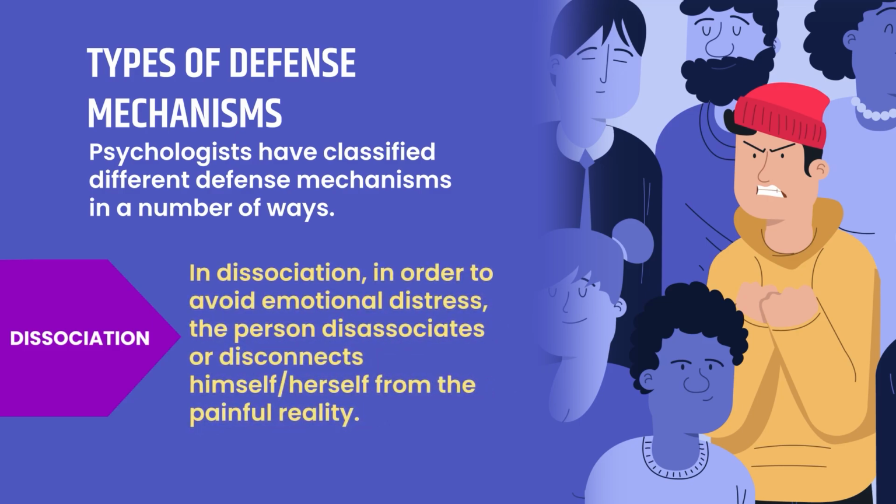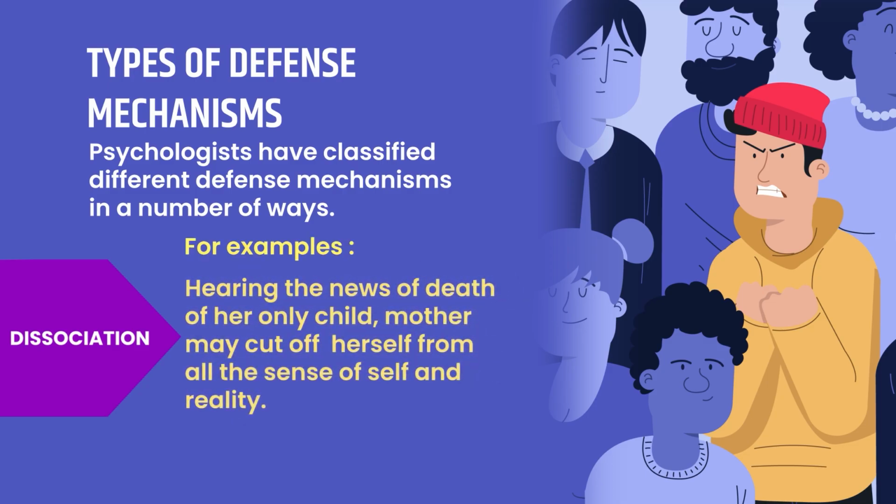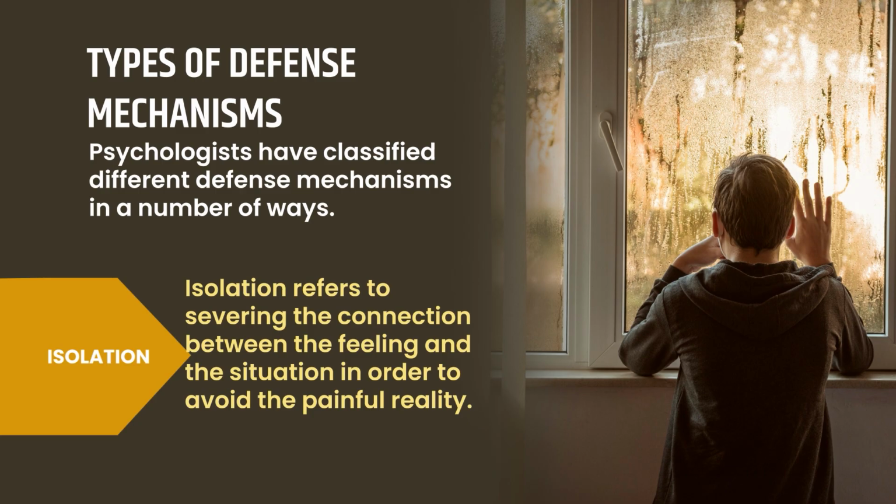Next type of defense mechanism is dissociation. In dissociation, in order to avoid emotional distress, the person dissociates and disconnects himself or herself from the painful reality. In extreme cases of dissociation, the person might develop a parallel identity to avoid emotional distress. For example, hearing the news of the death of her only child, a mother may cut herself off from all sense of self or reality.